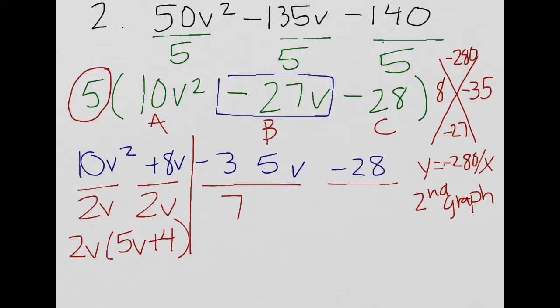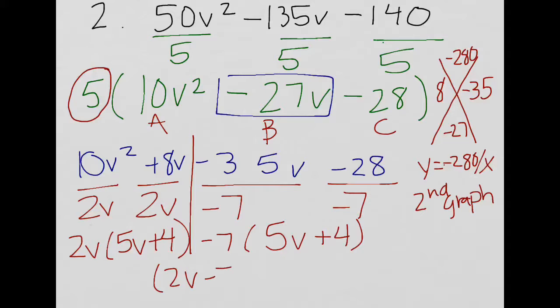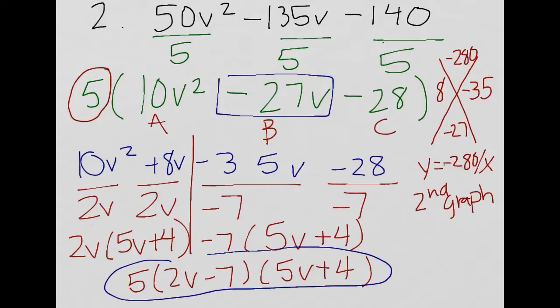35 and 28 actually have a 7, but because the 35 is negative, I have to take a negative. So 5v plus 4. So I have my outside pieces, my inside or my repeated piece, and I can't forget that I took out a 5, so it has to come out front. And that right there is my final answer.